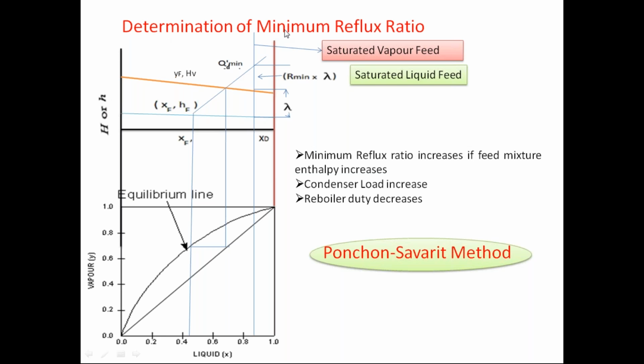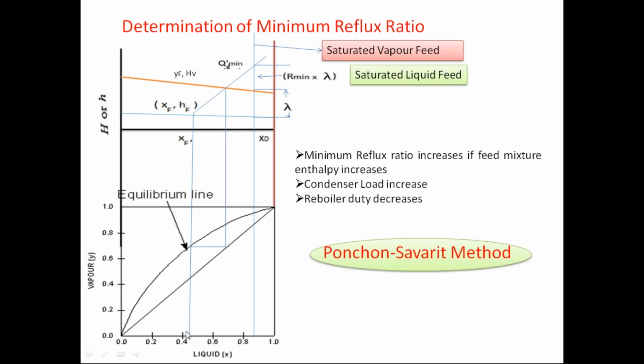So here, to find the minimum reflux ratio using the saturated liquid feed, the R minimum can be found out by measuring this line. You have to draw one pinch situation, and from that you can find out R minimum. I think this is very clear to everybody.